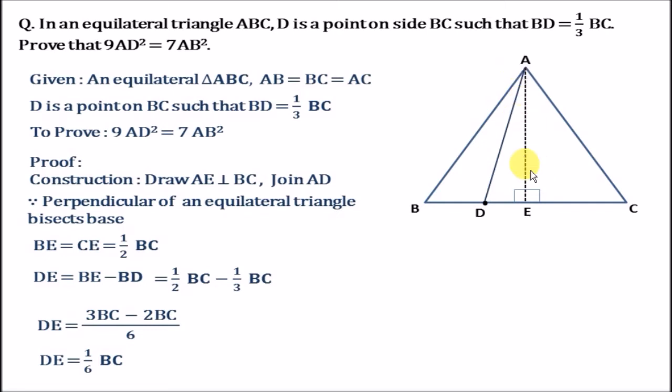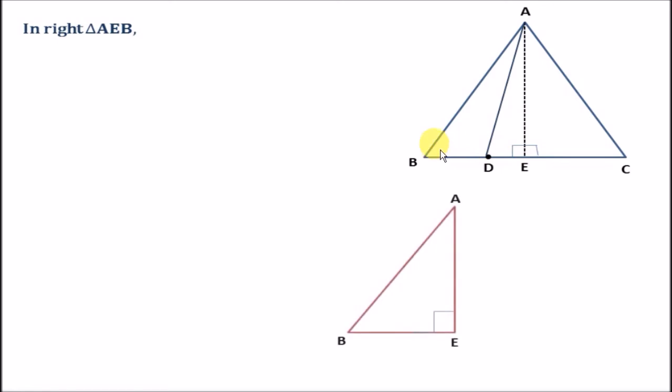Here AE is the common perpendicular for both the right triangles. So we will apply Pythagoras theorem in the first right triangle in order to derive an equation for AE square, and then we will substitute the value of AE square in the second right triangle in order to get the result. From the two right triangles, we can start with whichever right triangle we want, right triangle AED or right triangle AEB. So let's start with right triangle AEB, where AB is the hypotenuse.